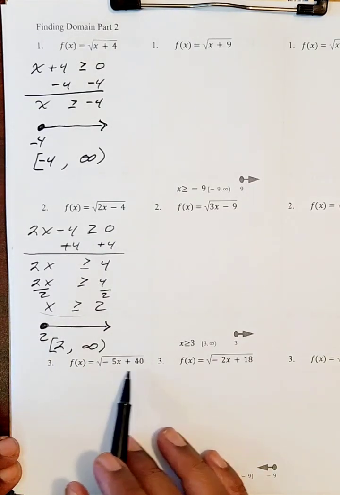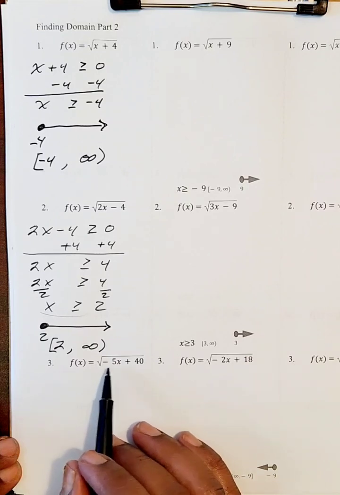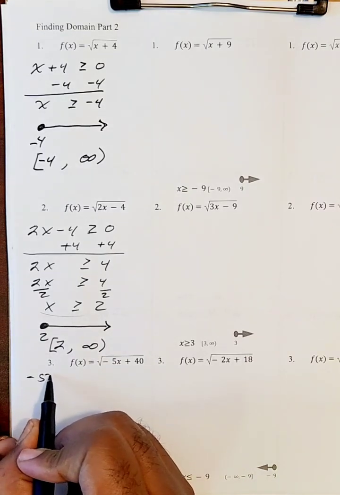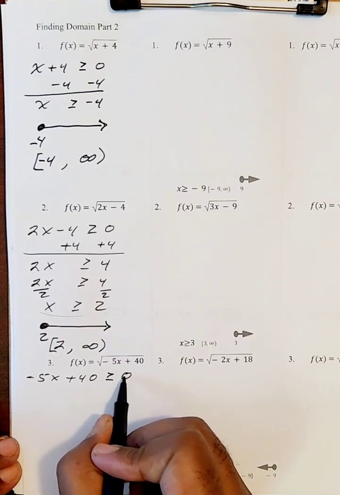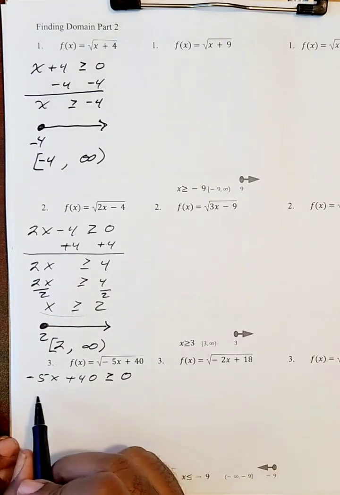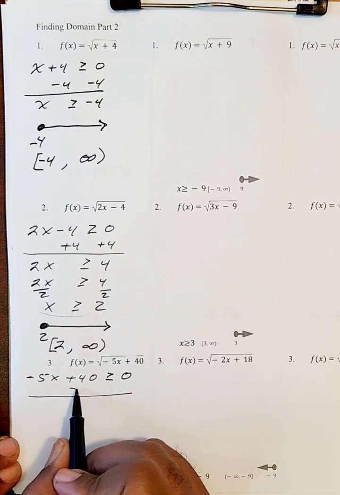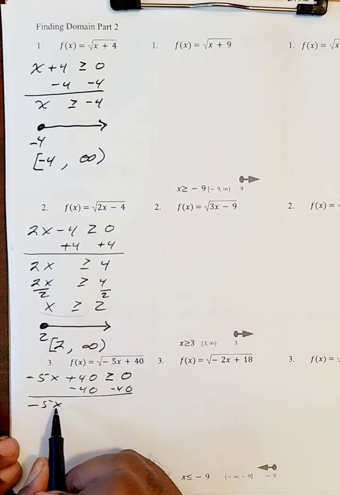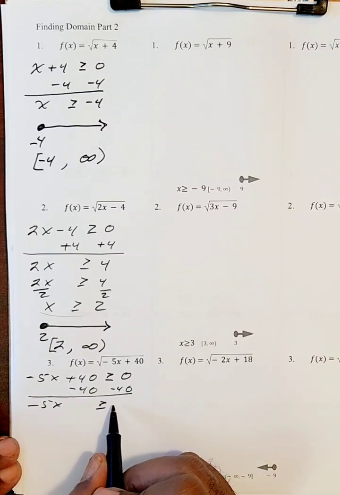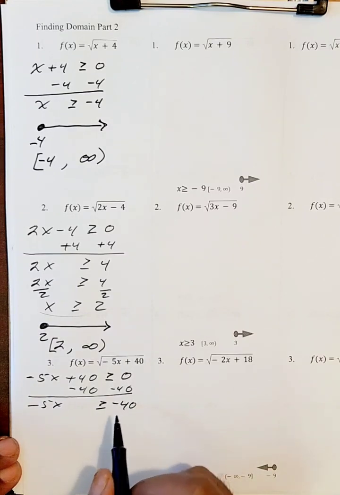The domain for this function right here, we'll start off with the negative 5x plus 40, and we're going to set that greater than or equal to 0. Then we're going to subtract 40 from both sides to solve for x, and we're going to get negative 5x is greater than or equal to negative 40.